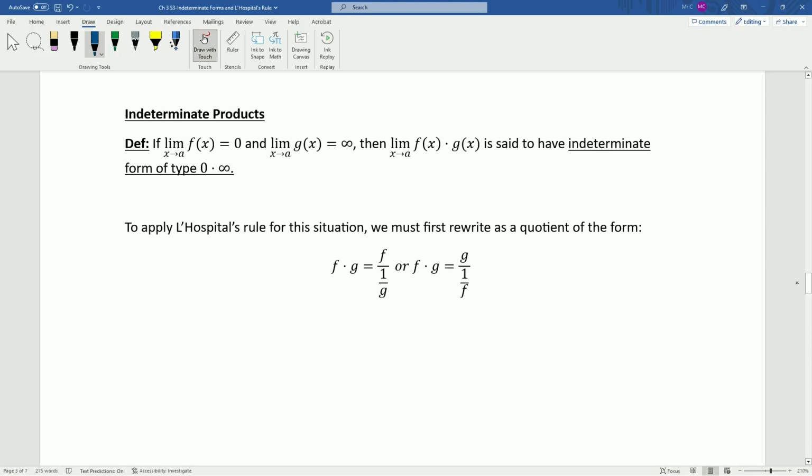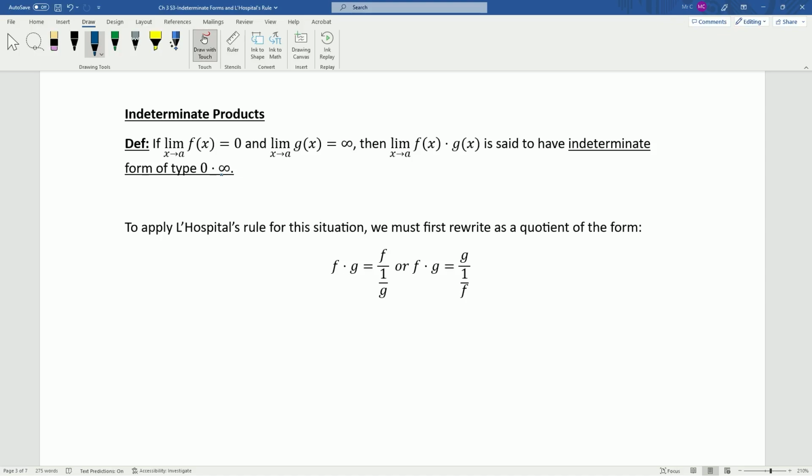Let's move on to a new subtopic here. So now we're going to talk about indeterminate products. So here, if we have the limit as x approaches a of f of x equal to 0, and the limit as x approaches a of g of x equal to infinity, then the limit as x approaches a of f times g is said to have indeterminate form of type 0 times infinity.